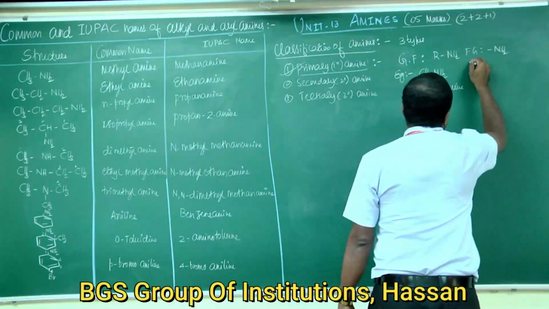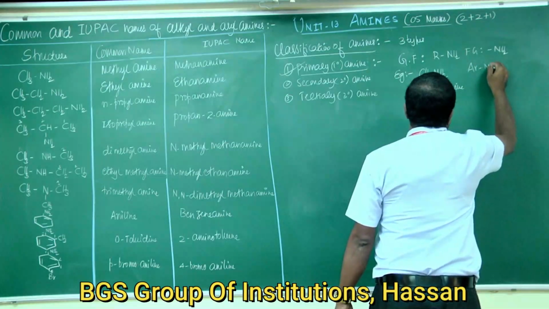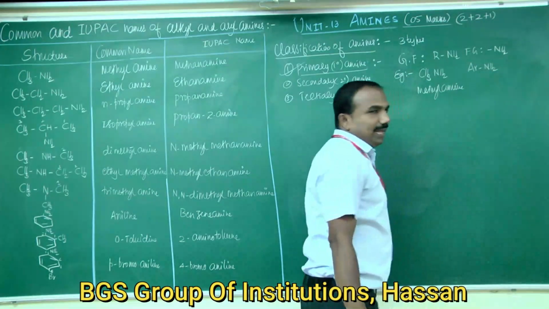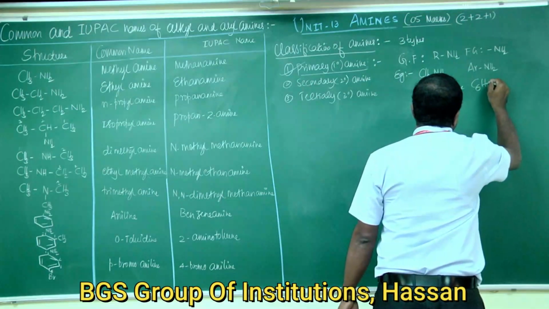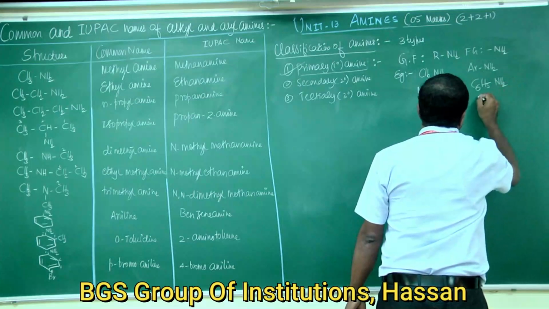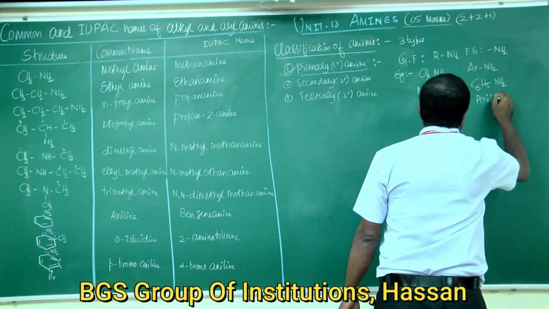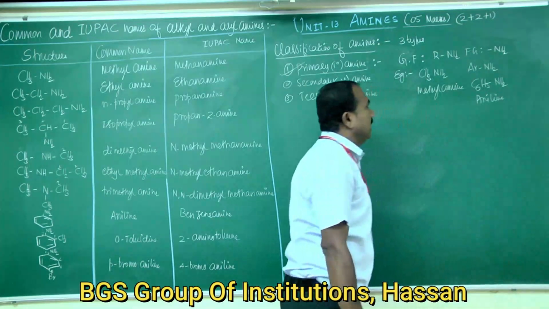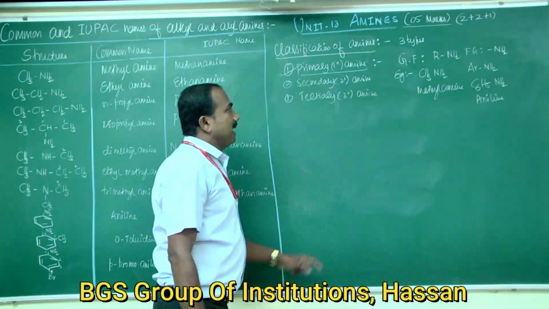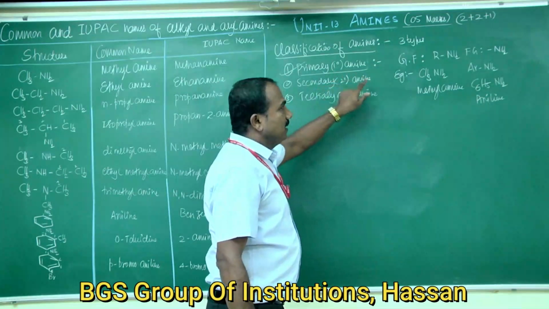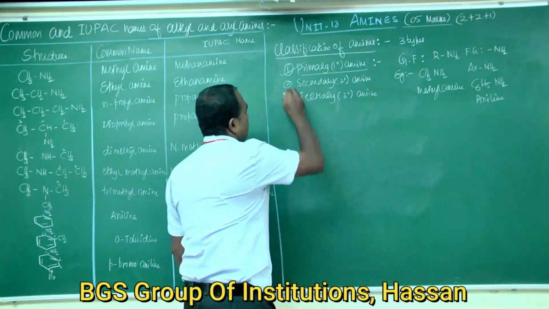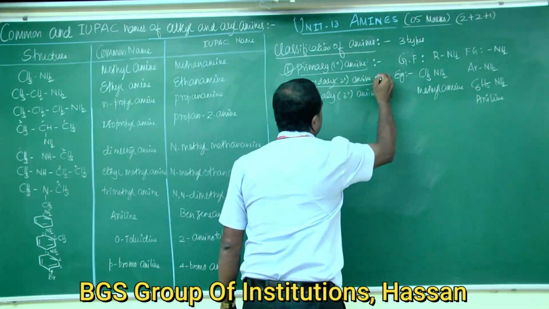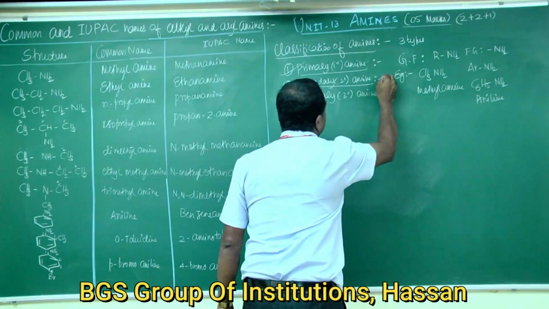If R is an aryl group, that is ArNH2. If R is C6H5, C6H5NH2 is aniline or benzene amine, a primary aromatic amine. So this is a primary alkyl amine, methylamine. Okay. Next, secondary amines.